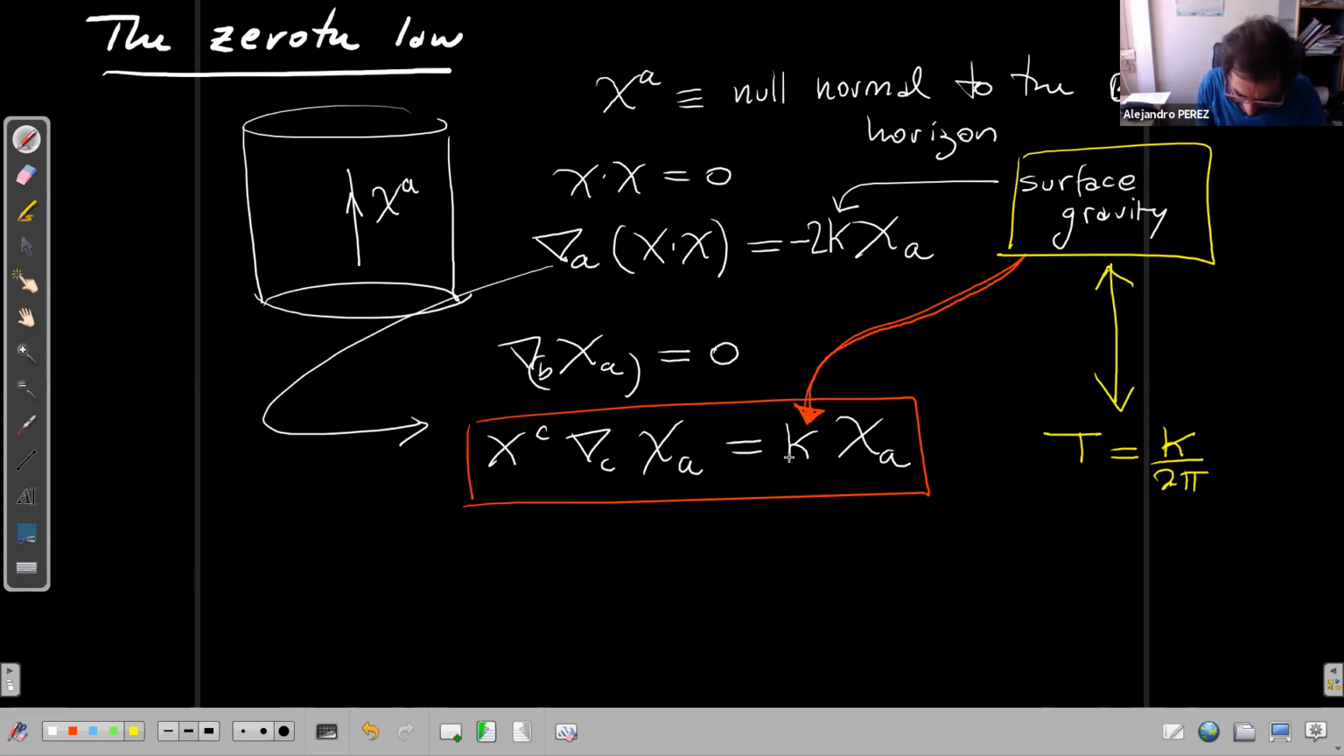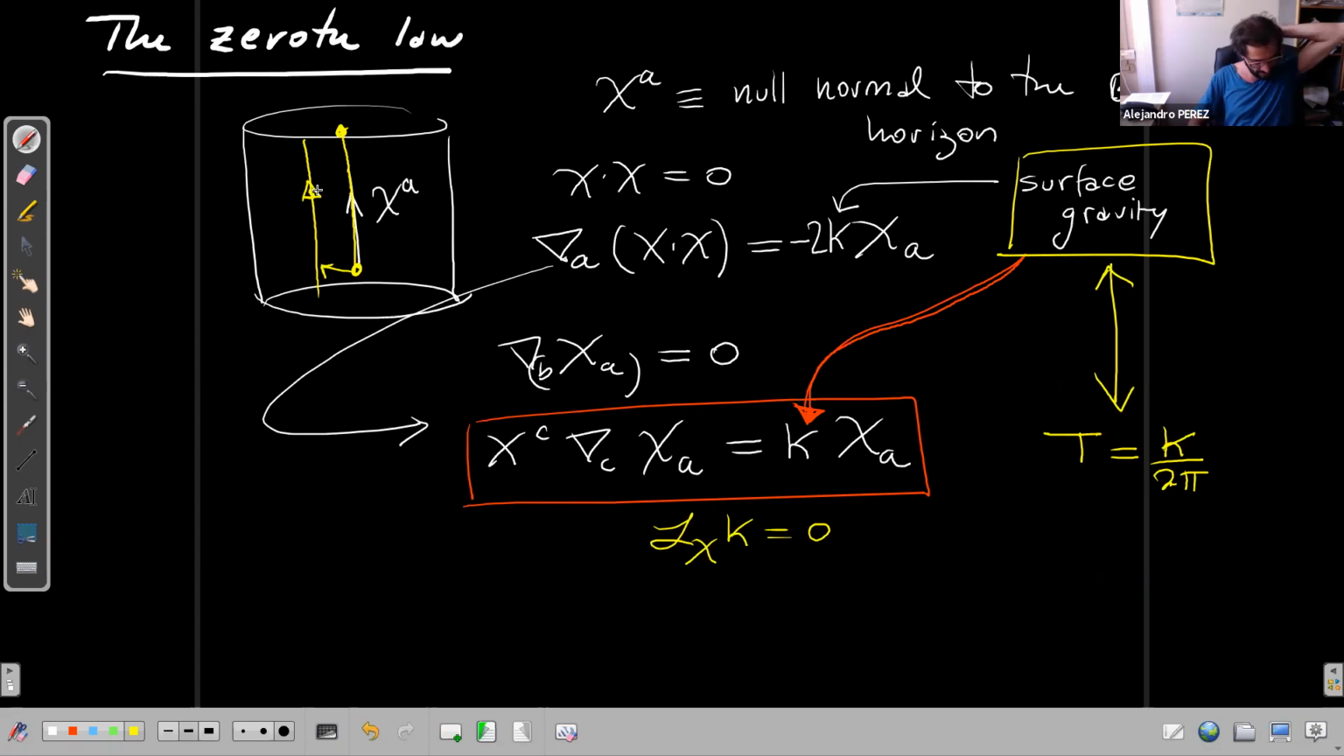So you can prove that kappa is constant along the generators directly from here. Proving that kappa does not change when I move along a generator is trivial. You just take the Lie derivative of this equation along chi, and you will prove that the Lie derivative along chi of kappa equals 0. If you wanted to prove intrinsically that kappa is constant when you jump from one generator to another, then this is how people actually prove this law in the first place.